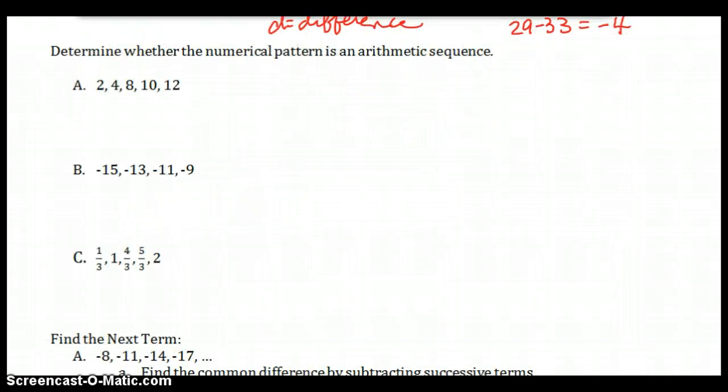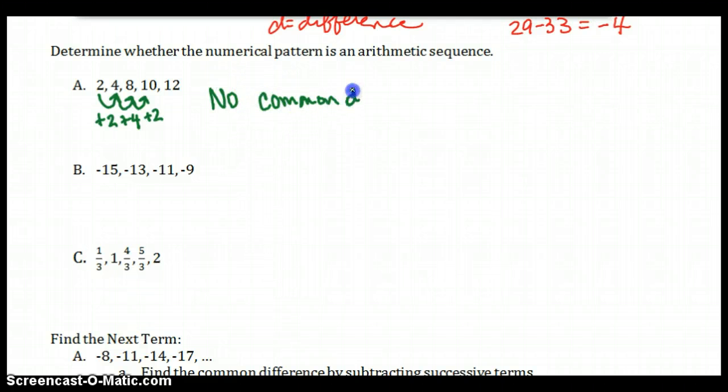We're going to take baby steps. First, it's asking us to determine whether or not there is a numerical pattern. So we'll say 4 minus 2, so I increase by 2. 8 minus 4, that changes by 4. Right there I can stop. Even though 10 minus 8 is a positive 2, there's not a common difference. We went from 2 to 4, so no, there's no pattern, no common difference.